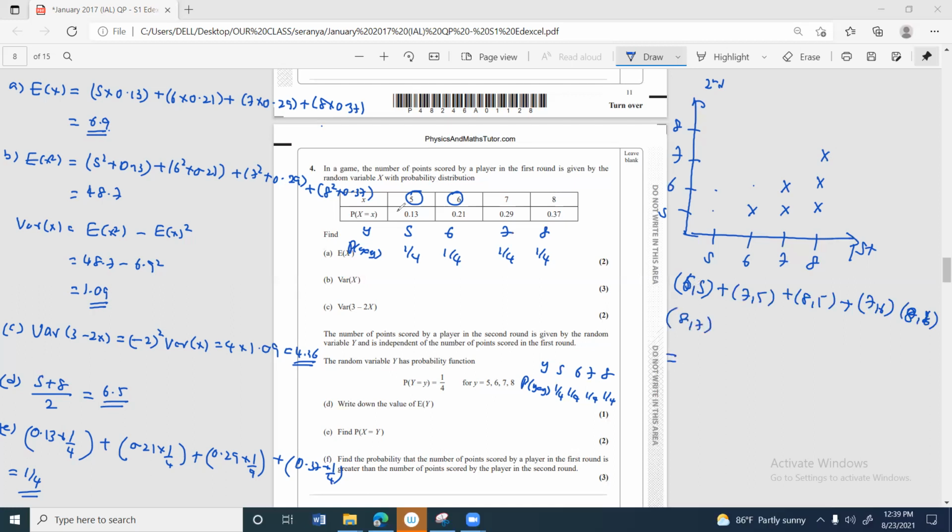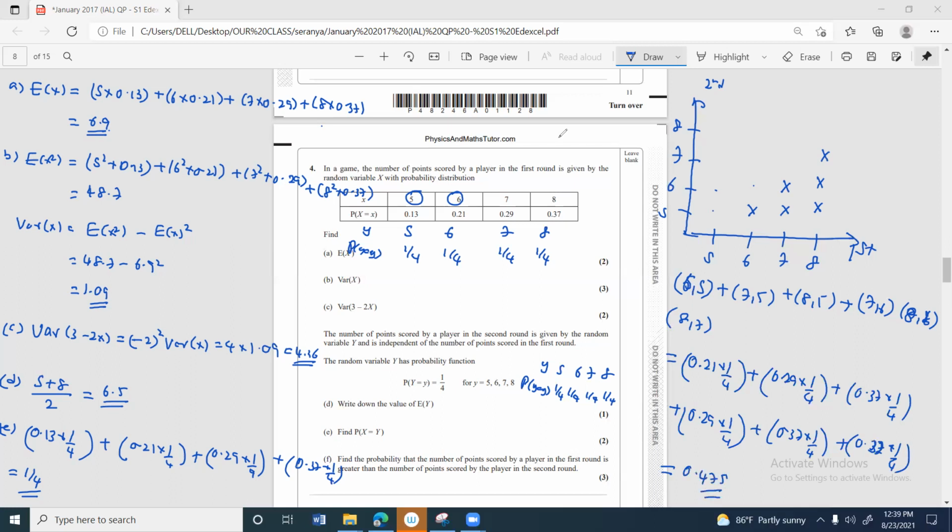We try to calculate this value. First round 6 and second round 5: 0.21. Now you can see all of them are multiplied by 1/4. Plus 7 with 5: 7 is 0.29 into 1/4. I will write it here anyway. 0.37 into 1/4, plus the next one is for the 7 with 6: 0.29 into 1/4, plus 0.37 into 1/4, plus the other one is for 8 with 7: 0.37 into 1/4. Then you get the final answer for this question. If you work this out, you get the answer 0.475. Just do it and you will understand that you get the same answer.